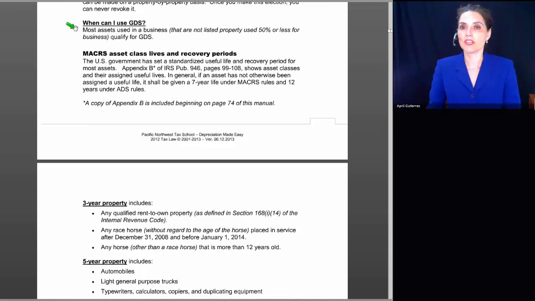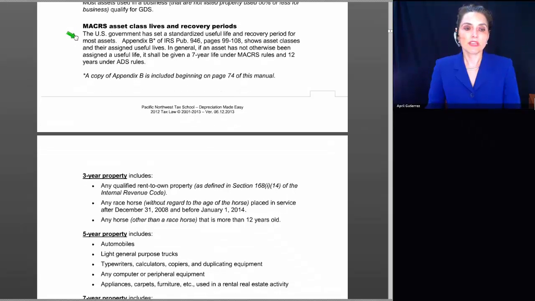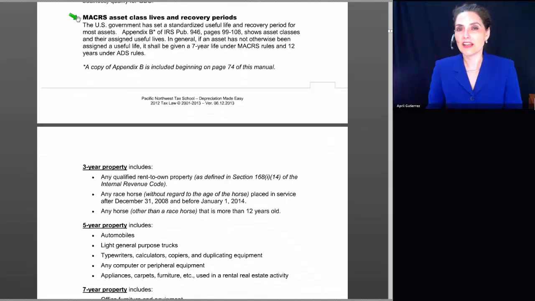Well, when can I use GDS? Most assets used in a trade or business that are not listed property used 50% or less will qualify for GDS. And when we get into GDS, well, we're really talking about MACRS. MACRS is where we're going to be spending a good deal of our time today. When you have a discussion with a client about a depreciation system, odds are you're having a discussion about MACRS, and we're going to be learning all of the different rules that go into computing depreciation deductions under MACRS starting now.